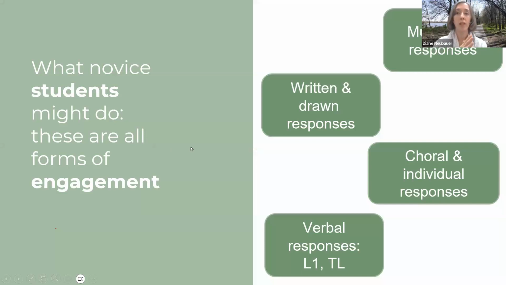So what I saw in that study was a variety of different things. Let me move my slide around a little bit. What novice students did or could do, these are all different forms of engagement that I have listed over here. So the first one up in the upper right is multimodal responses. I always have trouble with that word. What I mean here, things that are not verbal, things that are maybe actions, body language, even things like eye contact or gaze, where are they looking?